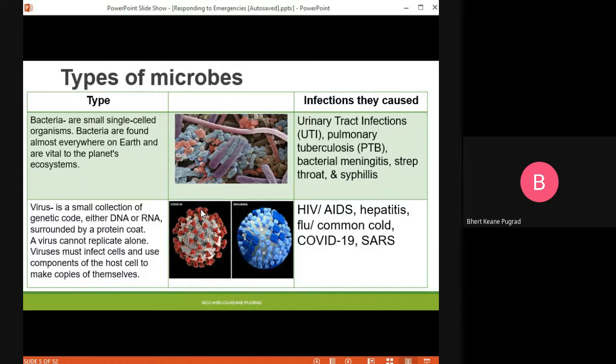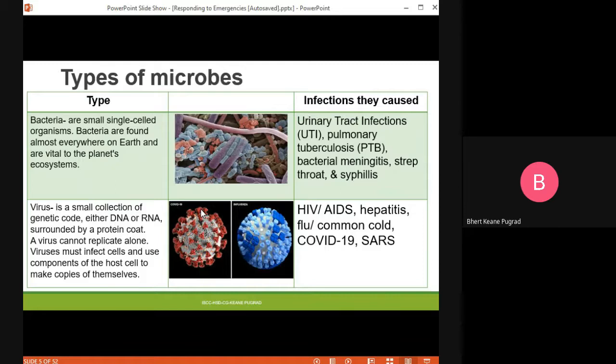without hosts. So they need to infect a host, they need to infect healthy cells, and then they reproduce out of that healthy cells rather, and they make copies of themselves para sila ay dumami at mabuhay. Okay? So examples of your virus, of course, alam na natin yan. We have your SARS-CoV-2, the causative agent of coronavirus. Okay?